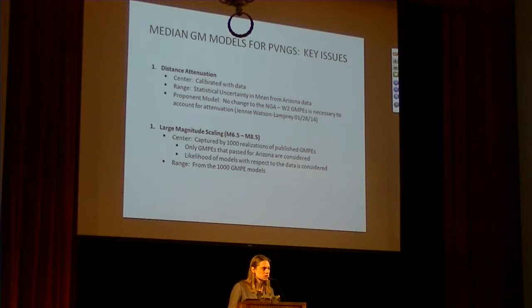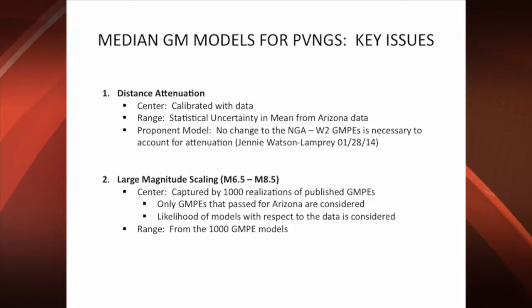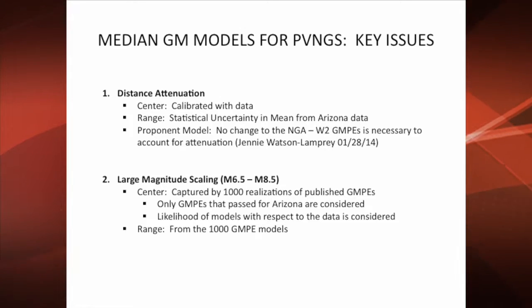Okay, so for the median models for Palo Verde, there are two key issues. The first is the distance attenuation, which I talked a little bit about, and I'm going to show Jenny's results. But her conclusion from January was that no change was necessary to the NGA West 2 models to account for this attenuation. And we'll see that that conclusion still holds after she's compared them to all of the different GMPEs. And then there is the large magnitude scaling, so the scaling from about magnitude 6.5 to 8.5.